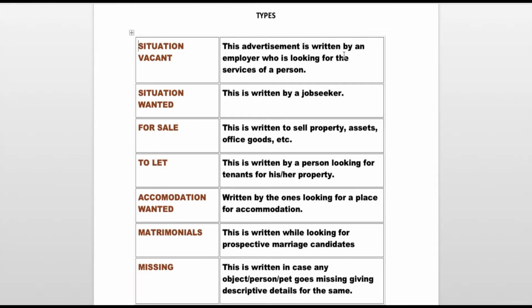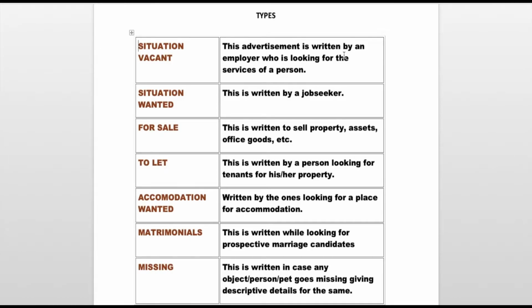The next advertisement is accommodation wanted. Now, someone who is looking for accommodation, be it a villa, a flat, or a portion of a house, anything like that, he or she would put up an advertisement stating all the requirements in that accommodation he or she wants. So this advertisement is written by someone who is looking for a place of accommodation. The next one is matrimonials.